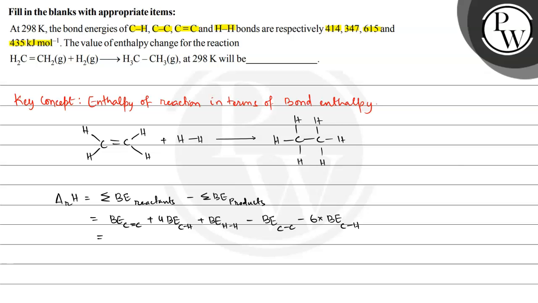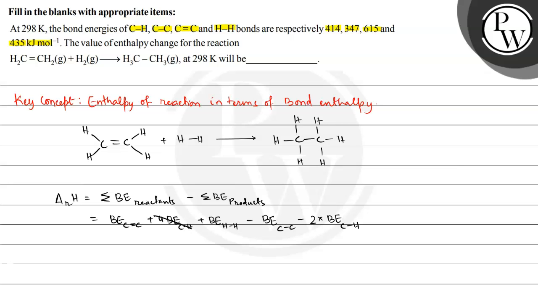Here we can put values, and before that, 4 multiplied by bond enthalpy of C-H minus 6 multiplied by bond enthalpy of C-H. So these two get cancelled and this becomes 2 multiplied by bond enthalpy of C-H.